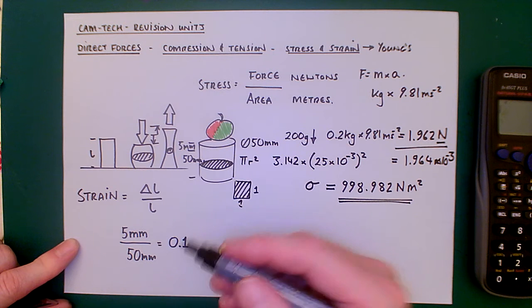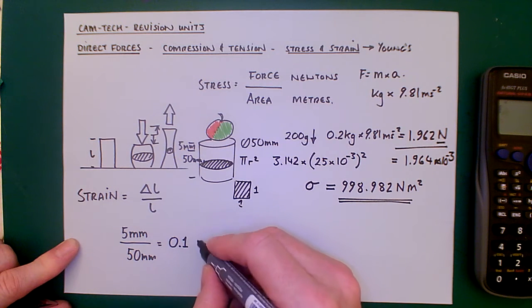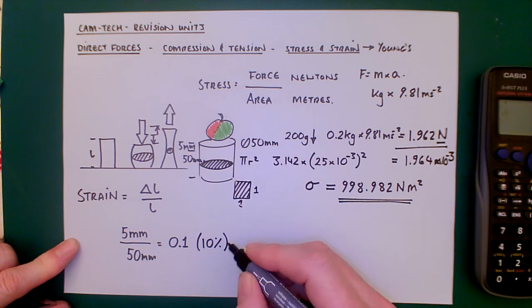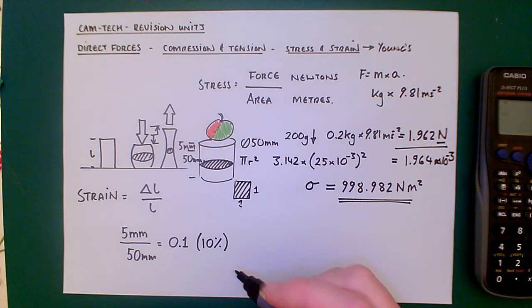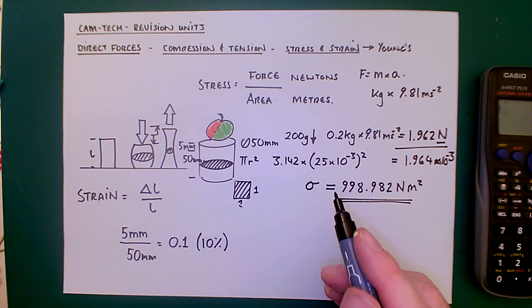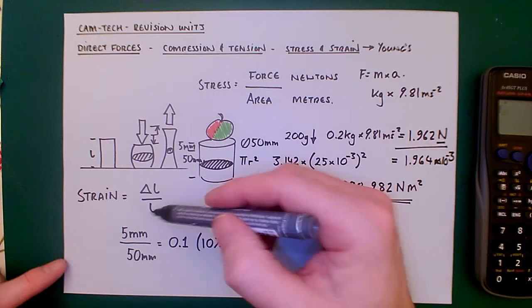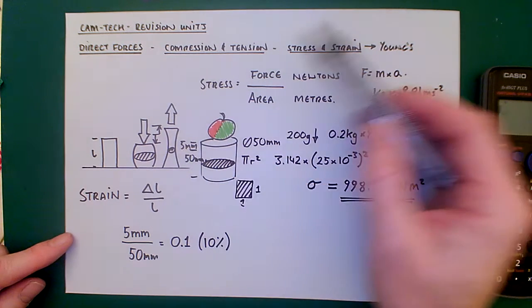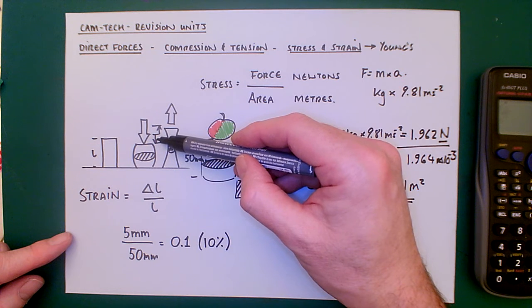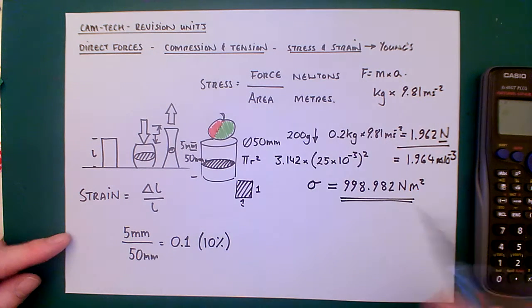Now sometimes it helps to be able to discuss strain, and sometimes it's common practice to use a percentage. So you might say that the material changes length by 10% of its original length. Now, there's no plus or minus for strain, it is just a value. Sometimes it's shorter, and sometimes it would be a longer value.